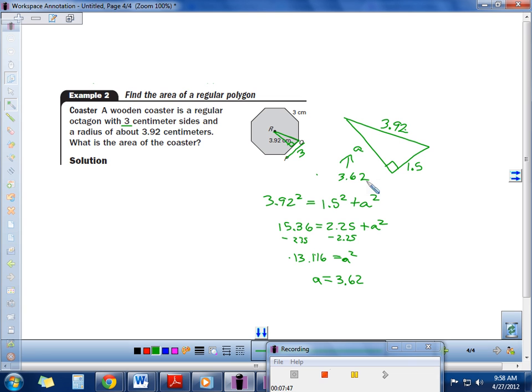Now we are ready for our formula. And I like this formula right here. 1/2 A N S. Because I can remember A N S. It's like 1/2 answer. This is kind of how it clicks in my mind. The area we don't know. Do we know the apothem to plug in for A? Yes, we just found it. That's the 3.62.